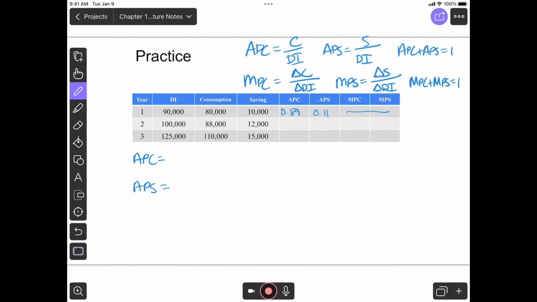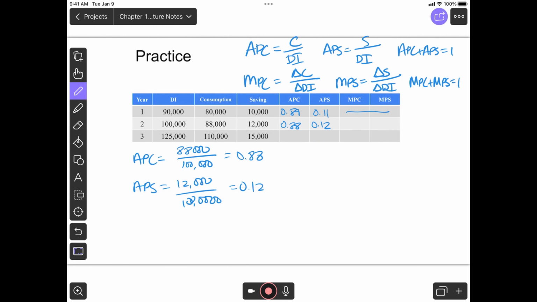All right, in year 2, our total consumption is 88,000, and our disposable income is 100,000, which makes our APC 0.88. Our savings is 12,000 divided by our disposable income. So that works out to 0.12, which again, we could have easily just subtracted the APC from 1.